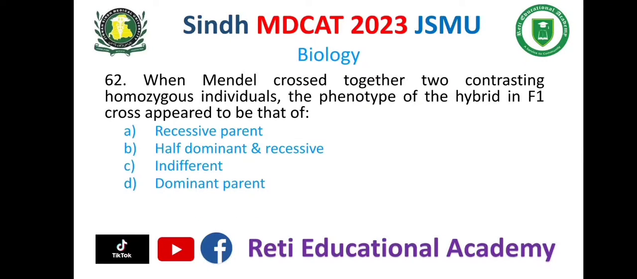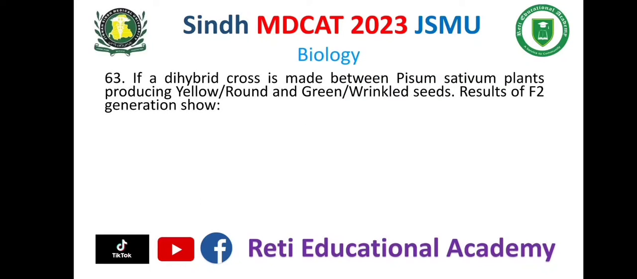When Mendel crossed together two contrasting homozygous individuals, the phenotype of the hybrid in F1 class appeared to be that of A. Recessive parent, B. Half dominant and recessive, C. Indifferent, D. Dominant parent. And the correct option is D. Dominant parent. Question number 63.